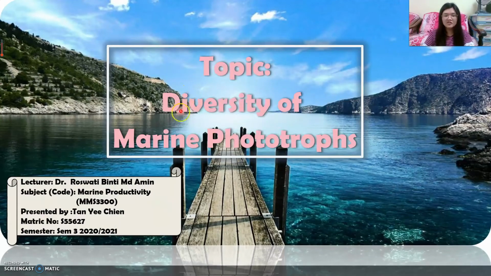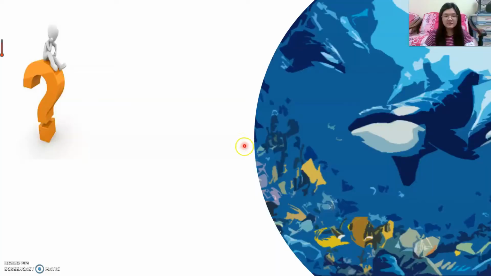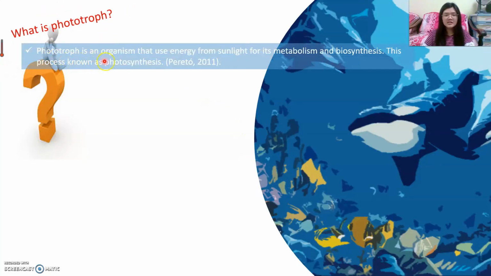Today I will talk about this topic, diversity of marine phototrophs. So let us start with phototrophs. First, what are phototrophs? A phototroph is an organism that uses energy from sunlight for its metabolism and biosynthesis, such as respiration. And this process we know as photosynthesis. And now, what is photosynthesis?